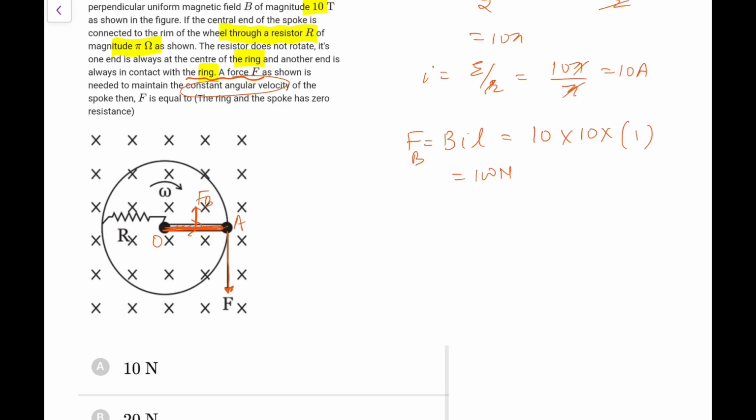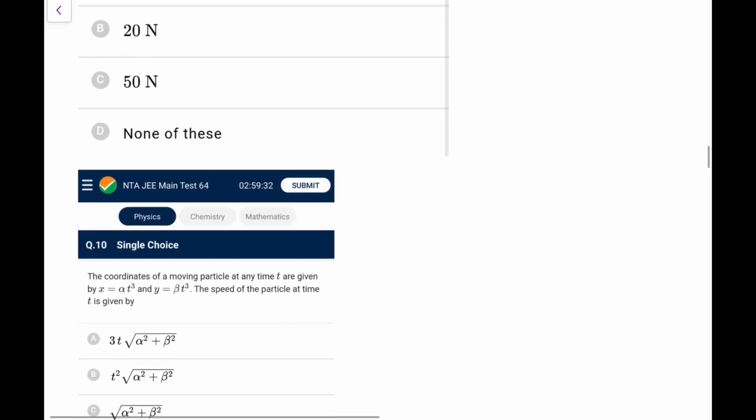So to maintain the constant angular velocity here, this is important, the torque must be 0, so this FB into R by 2 should be countered by F into R needed. So the external force needed would be FB by 2, that is 50 Newton. Now this is a tough one for you, it's a very good question I suppose, so see to it.